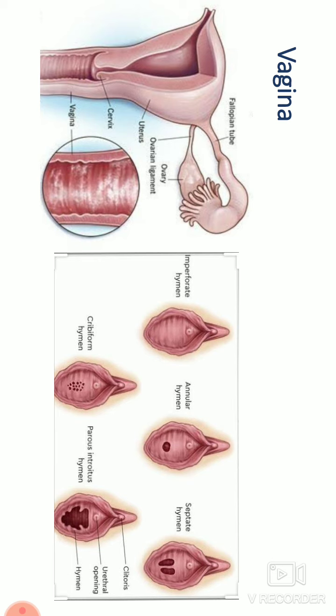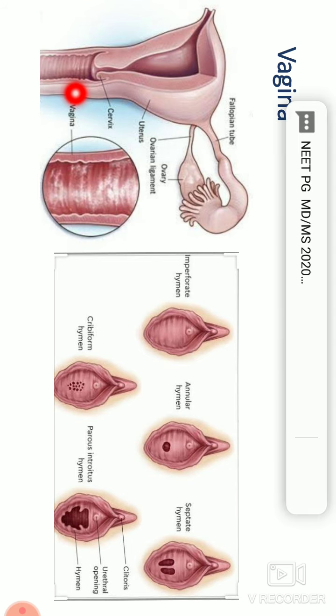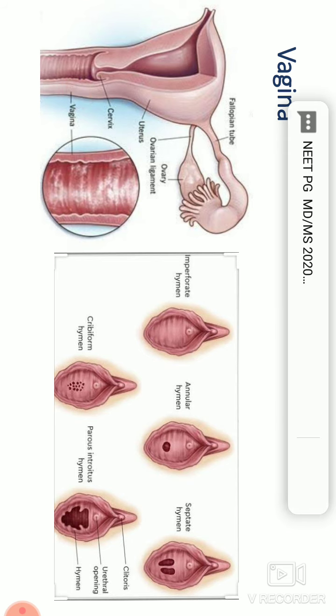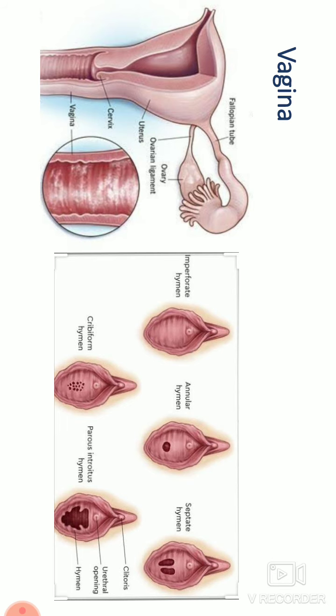You can see here it is the vagina. It is connected, opposed to the cervix, and it continues and opens at the exterior. It is a tubular structure, and it is widely distensible. Distensibility is very good.